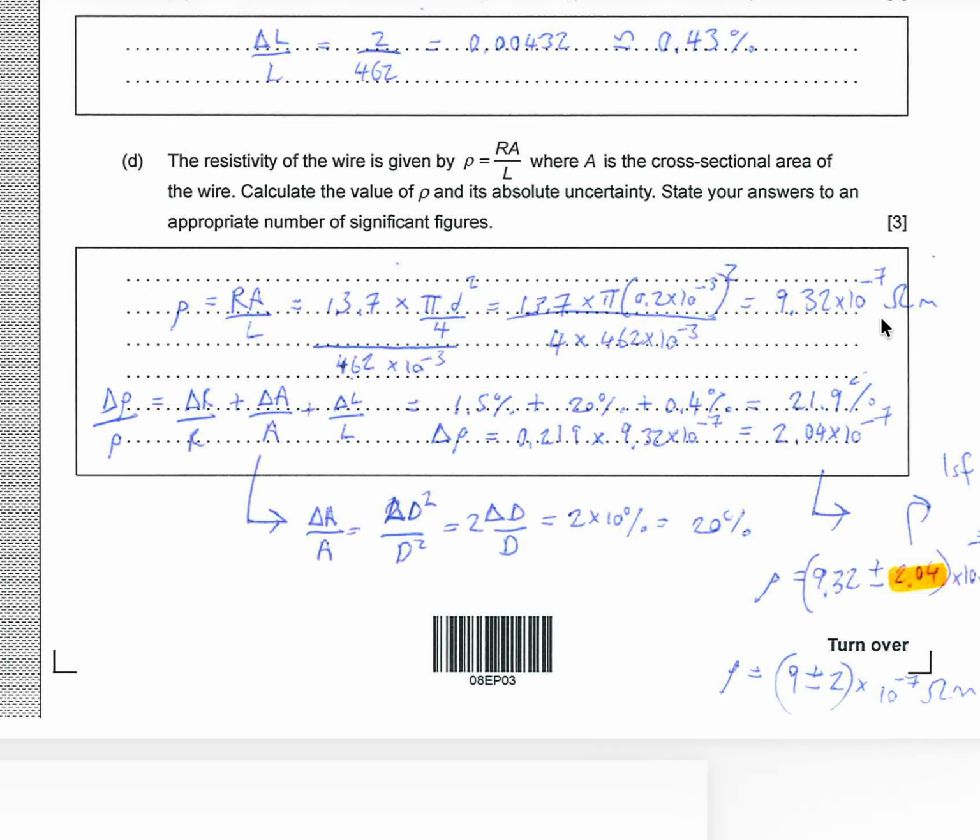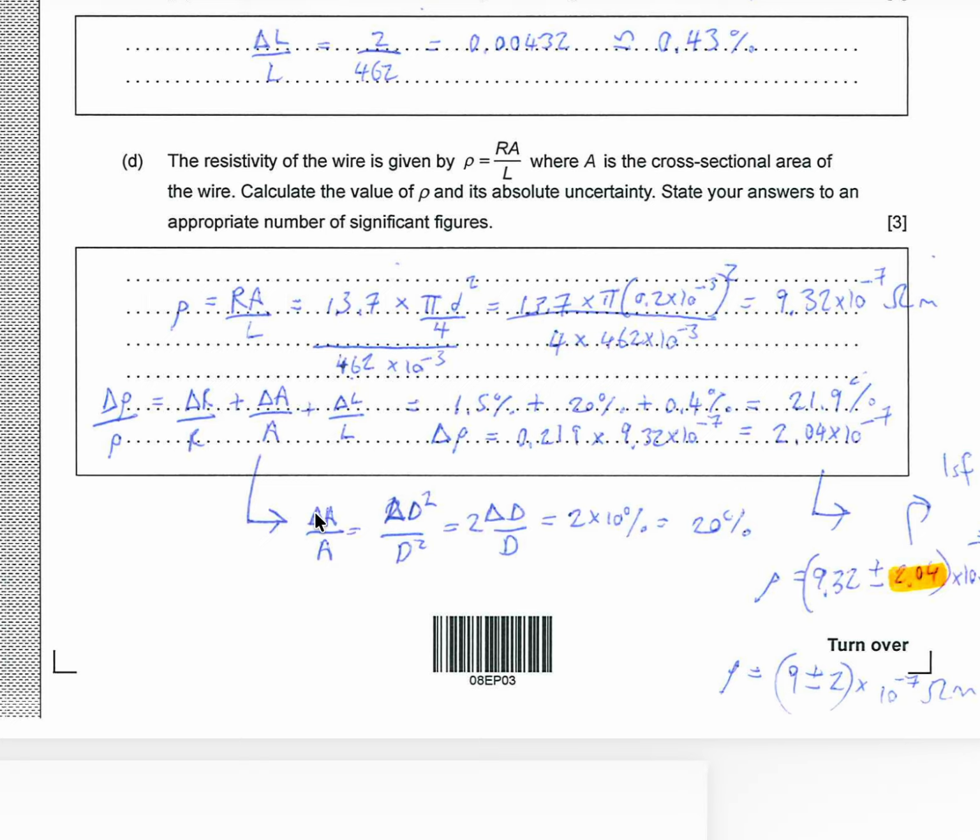I then get a mark for thinking about the uncertainties. Delta rho over rho is going to be delta R over R plus delta A over A plus delta L over L. This is a multiplication and division. It's a really good example. So we're going to add together the percentage uncertainties effectively. We knew delta R over R from the beginning of the question. That was 1.5%. Delta A over A is a little bit harder.